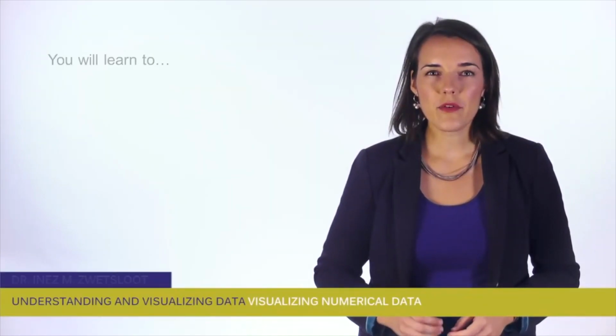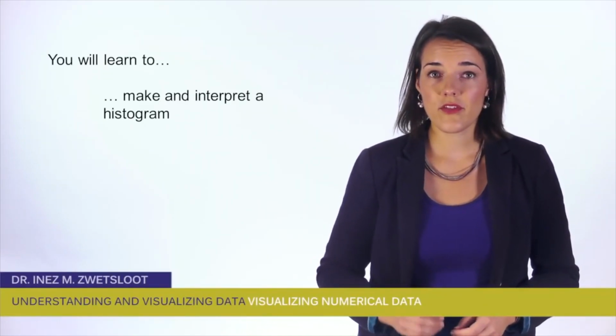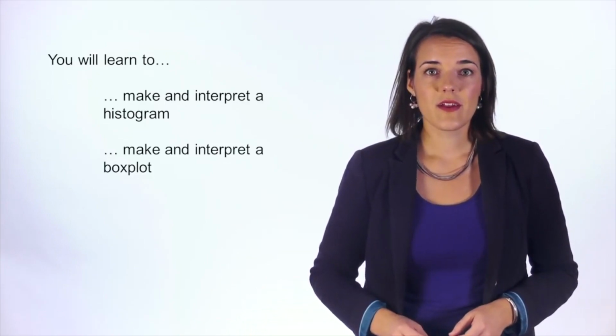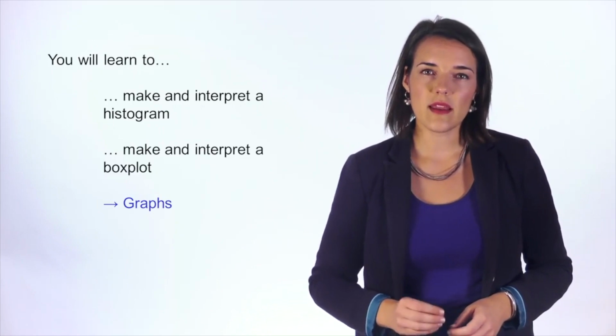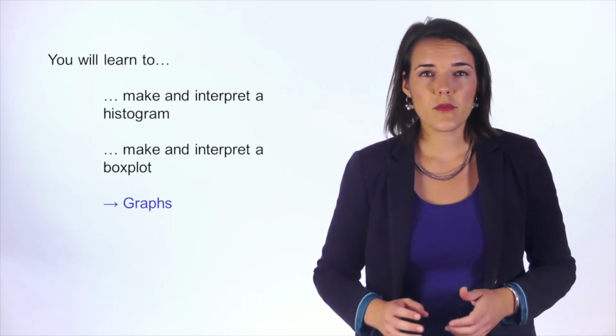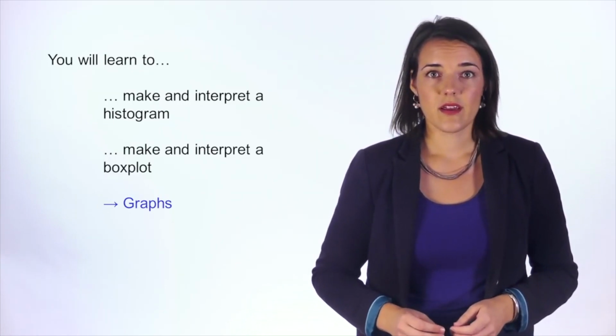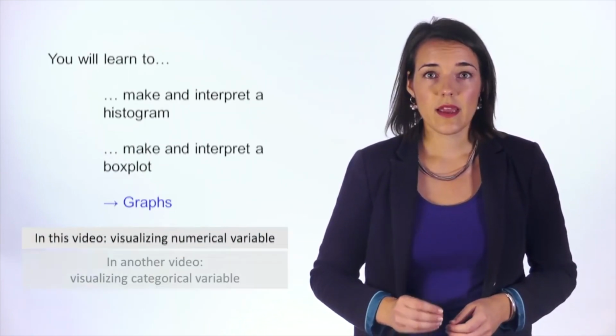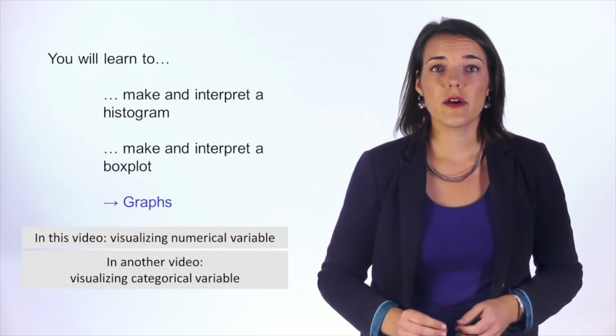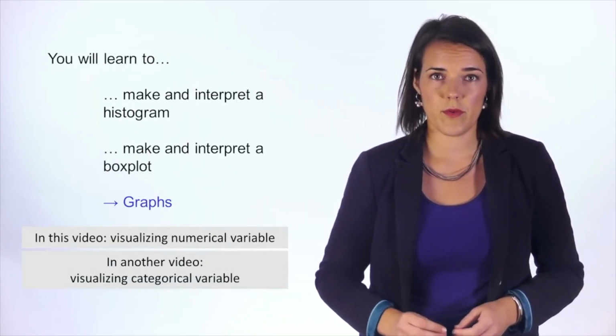In this video, I will show you how to make and interpret a histogram and a box plot. These are two types of graphs, and graphs are often used to quickly and easily understand the measurements of a variable that you have. The histogram and box plot are graphs for a numerical variable. In another video, I will show you how to make graphs for categorical variables.